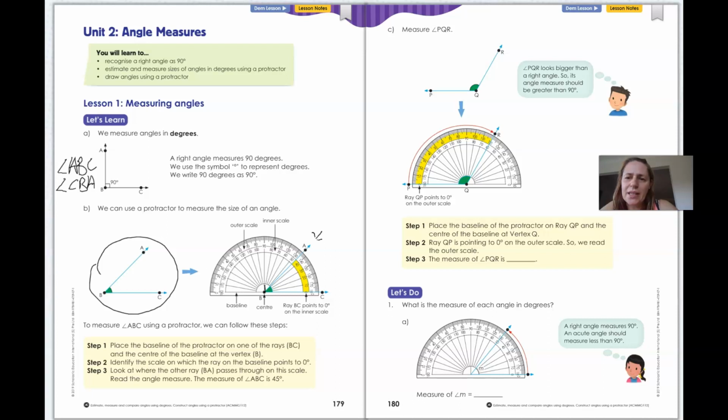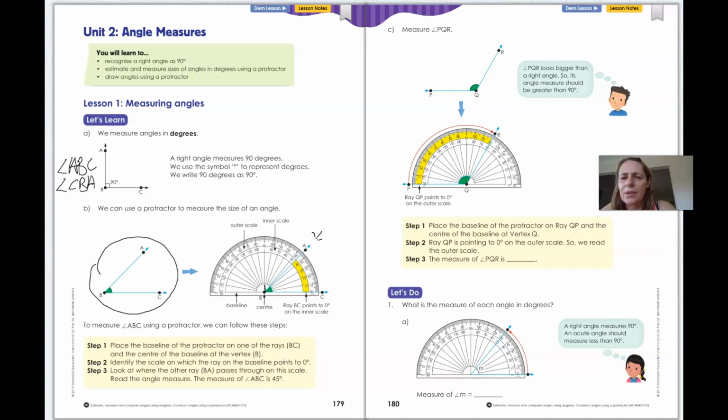Let's keep going and see what we can learn. It says measure angle PQR. Remember the Q is in the middle because it's at the axis, the vertex. So angle PQR looks bigger than a right angle, so its angle measure should be greater than 90 degrees.